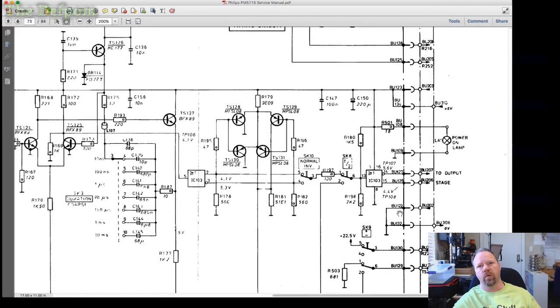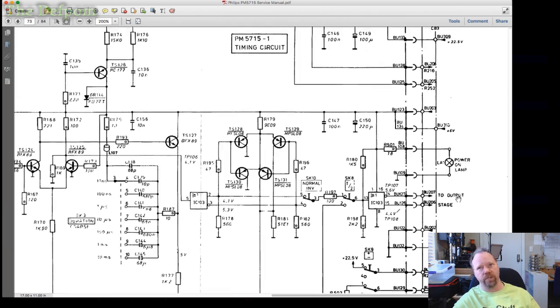So BU100 and BU200 series. So BU100 series is the control circuitry and BU200 is the output circuitry. So let's see if I can find BU200. That might be what I need to find. Okay, so straight away I found it.